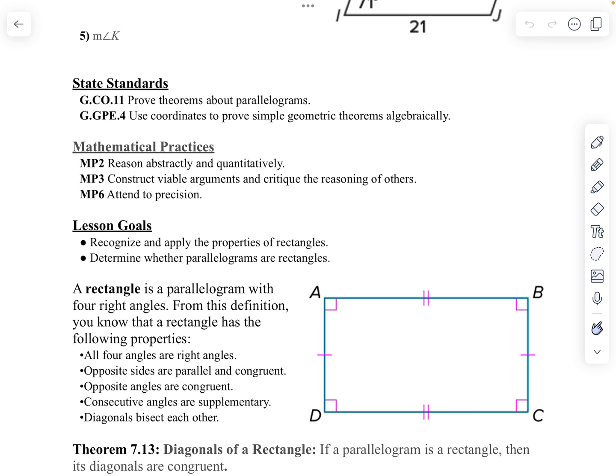We are going to be looking at rectangles today. When we look at a rectangle, remember a rectangle is a parallelogram. So everything we know about a parallelogram is true about a rectangle. We know that the opposite sides are congruent. We know the opposite sides are parallel. We know the opposite angles are equal. Well, in a rectangle, all the angles are 90, so that kind of moots that point. And we know that the diagonals bisect each other.